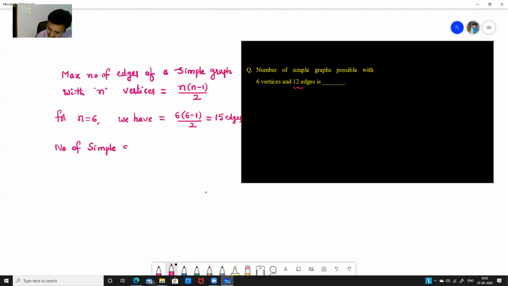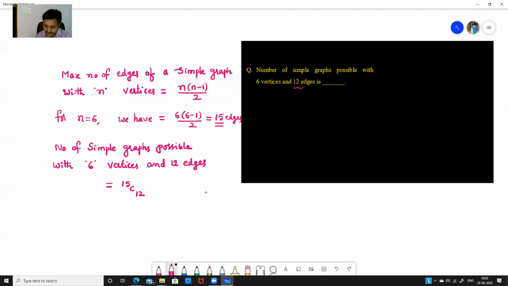Number of simple graphs possible with 6 vertices and 12 edges is equal to, means out of 15 edges, we want to choose only 12 edges, right? Therefore, 15 C 12. Okay. So that is the answer to the given question, 15 C 12. Of course, 15 C 12 is also the same as 15 C 3. Just evaluate this one, we'll get the correct answer.